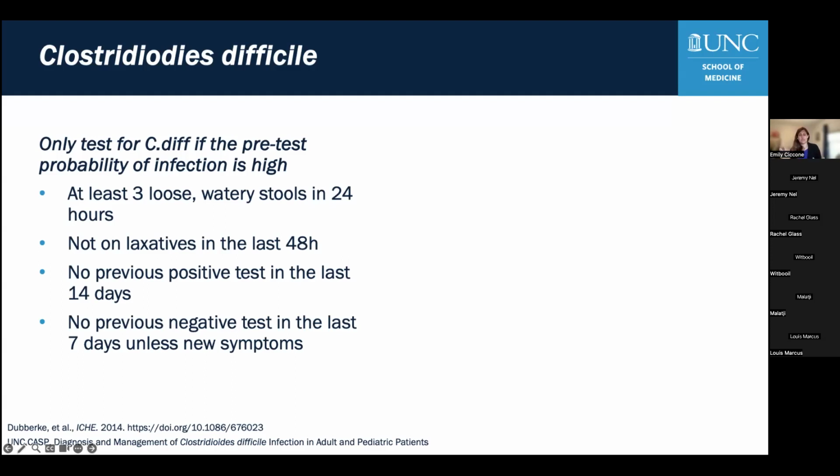And so now we have what's called a best practice advisory. So when someone tries to place the order in the electronic medical record, something pops up where they have to answer questions about these characteristics.